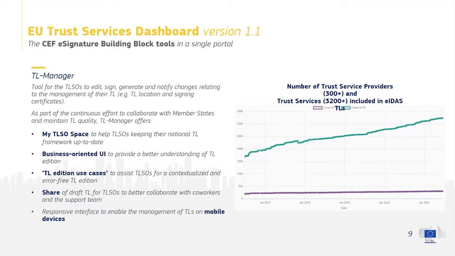The user interface is a lot more business oriented to provide a better understanding of the TL edition, because we know that a trusted list is sometimes very difficult to edit. It's very technical. There are technical standards that have a lot of pages. So we try to make the edition of the trusted list easier and get rid of all the technical aspects that may not be useful for the TLSO directly.